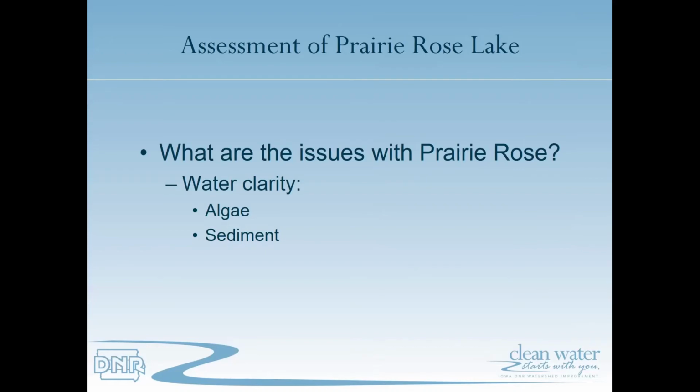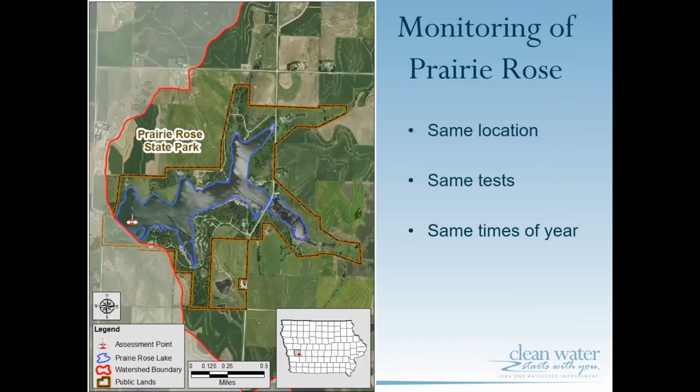So when we assess Prairie Rose Lake, we have to monitor it somehow. So this is actually us getting out onto a boat around here, zipping down here to the right near the outfall where the deepest point of the lake is. Every time we go out there to collect samples, it's the same location. We'll do the same tests. So we'll test for dissolved oxygen, we'll test for pH, we'll test for different nutrient levels, and we'll do that the same times each year. And we do that so we can have a really robust data set with high confidence in those values.